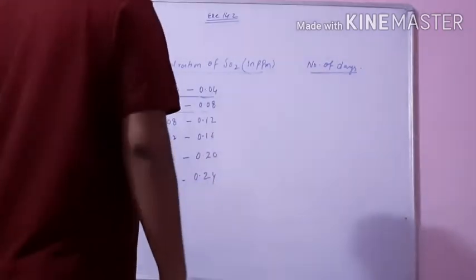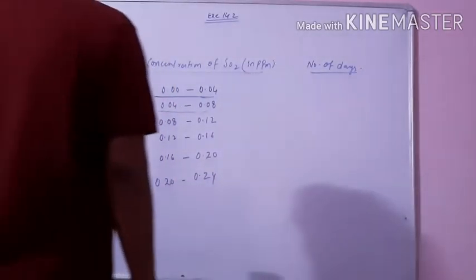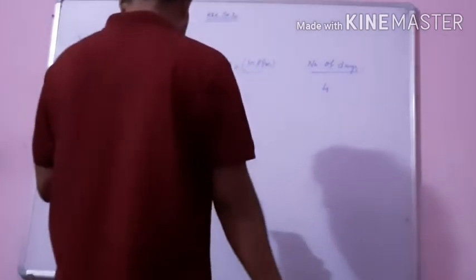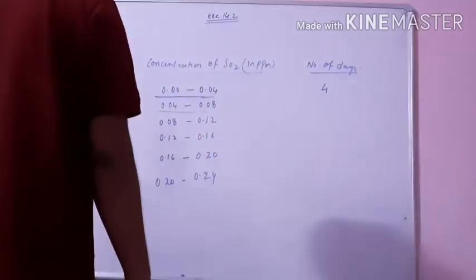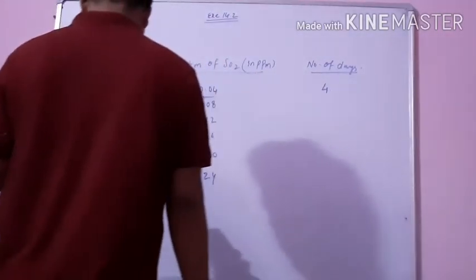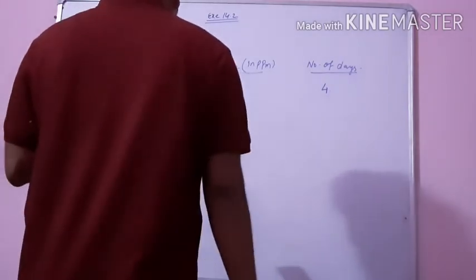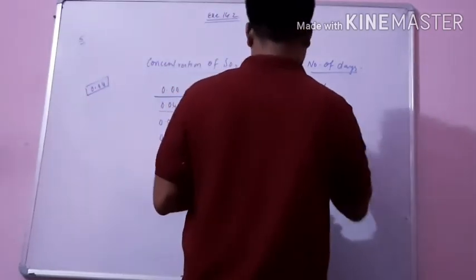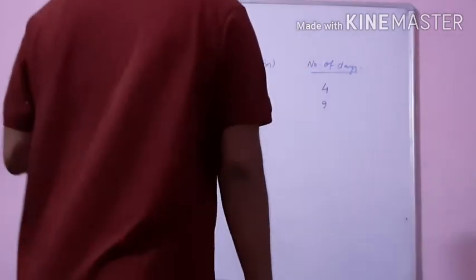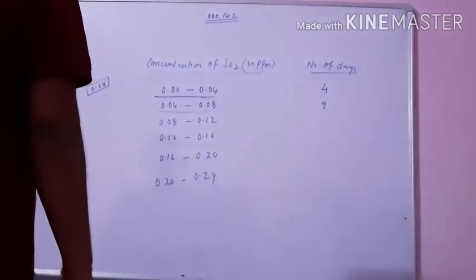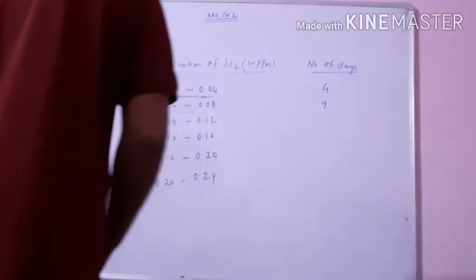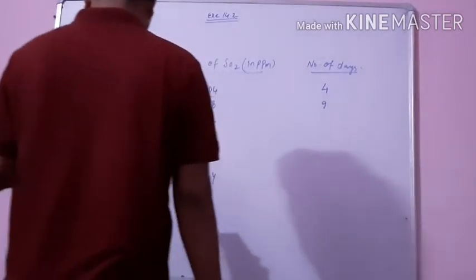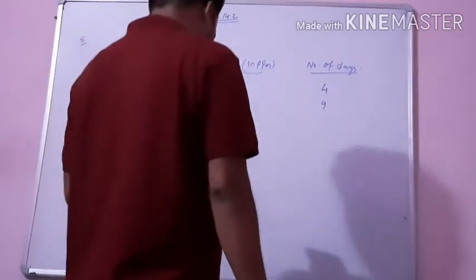So when you see the data, for this group the number of days is 4. Now see 0.04 to 0.08, count it. It will come 9 days. Similarly, for 0.08 to 0.12, the number of values lying is total 9. So again the frequency for this group will be 9.